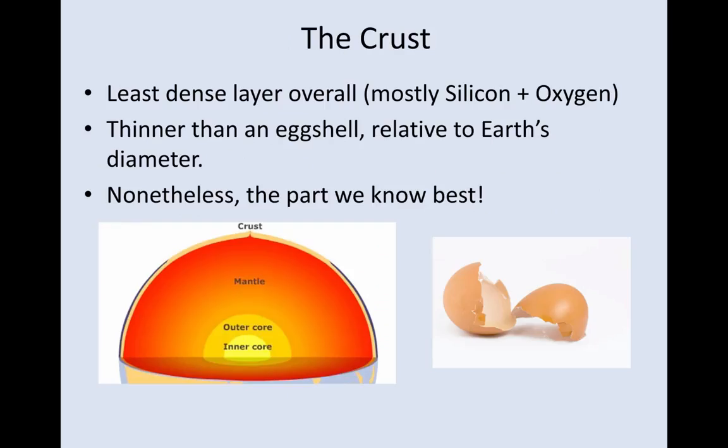And lastly, we can consider the crust. The crust is the part of the Earth that we know pretty well. It's where we live. It has rocks that we're used to seeing. But relative to the Earth's diameter as a whole, the crust is relatively thinner than an eggshell. It's pretty amazing just how small a portion of the mass of the Earth is actually area that we can see and experience and live on.